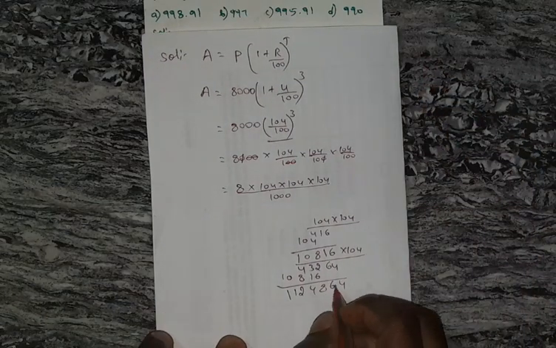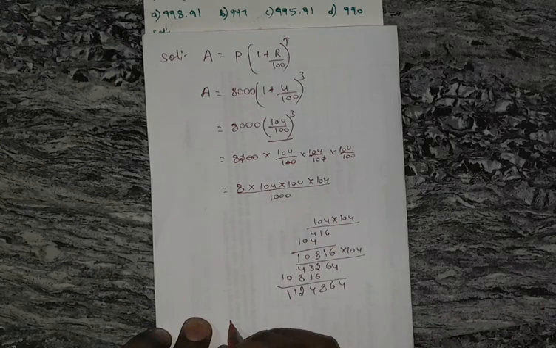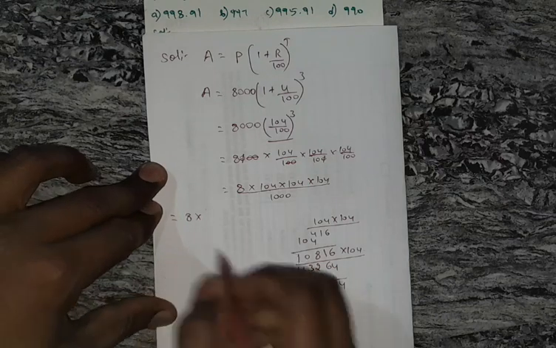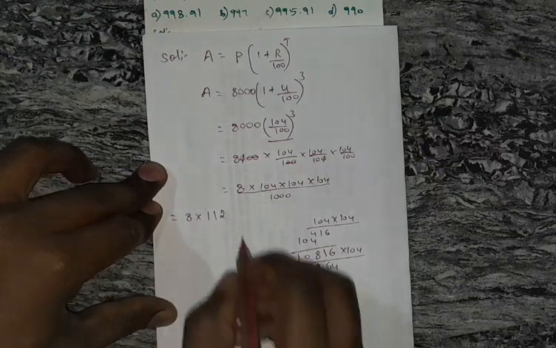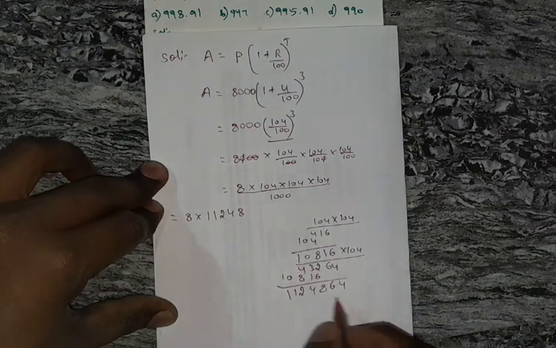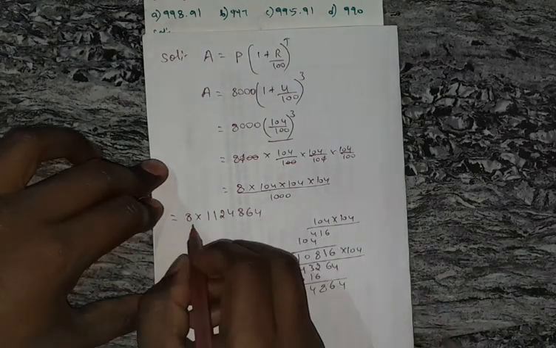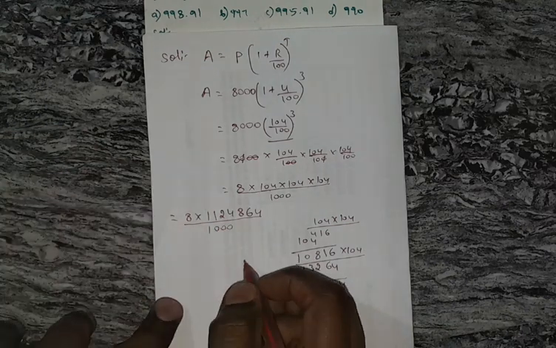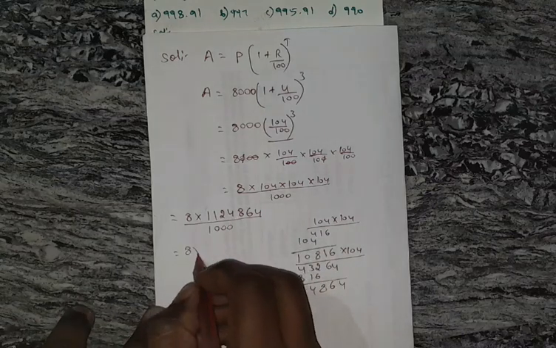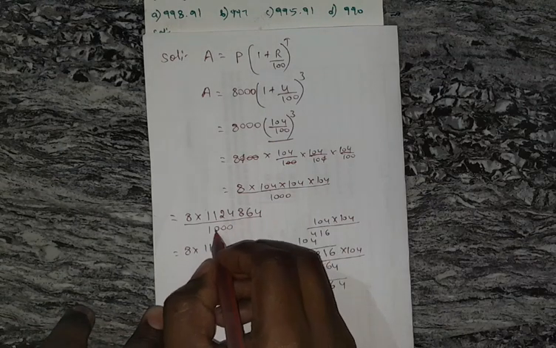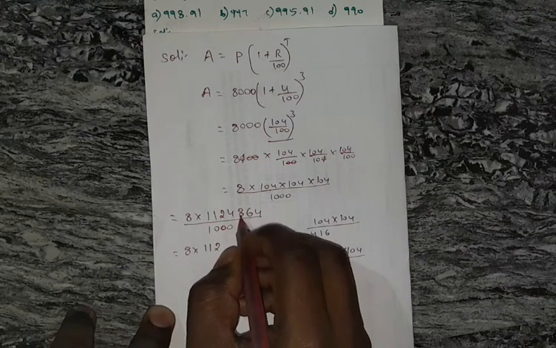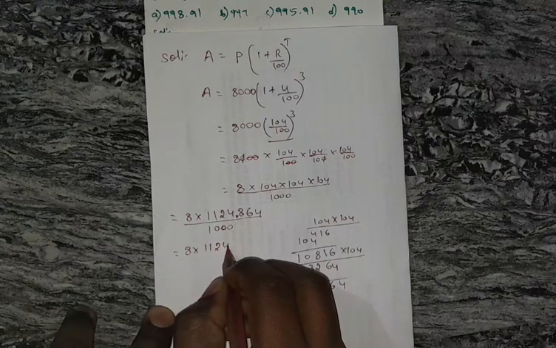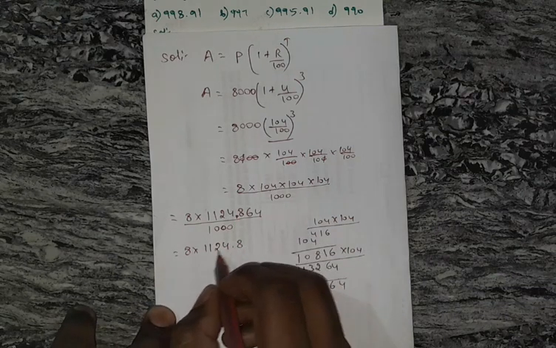Now I am taking this, I am writing here, this is 8 into 112, 4864 divided by 1000. Here it will become 8 into 112, here divided by 1000, right? So the point will come here, 0.8. I am taking this much only.